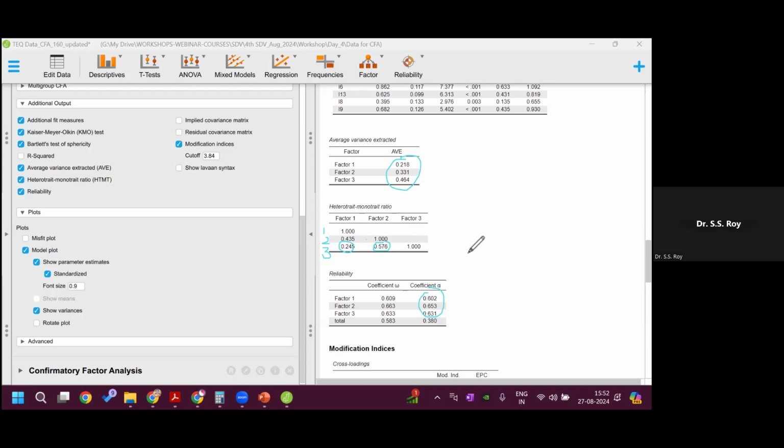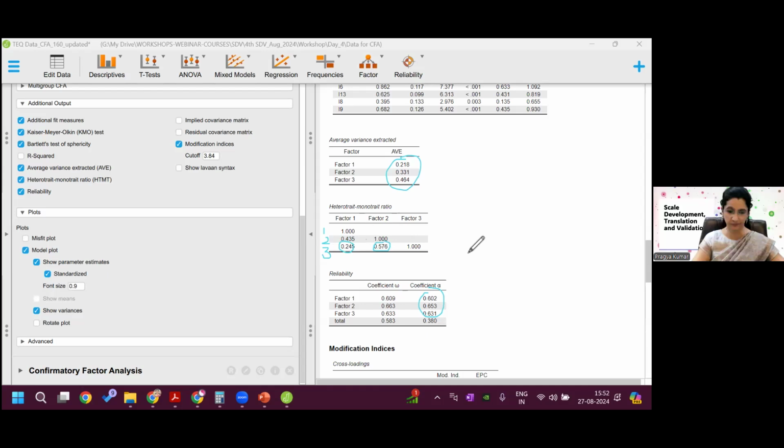Okay, Dr. Nitin is asking to explain model fit. Okay, I'm explaining. So I'll erase this. Wait, I don't want to draw.